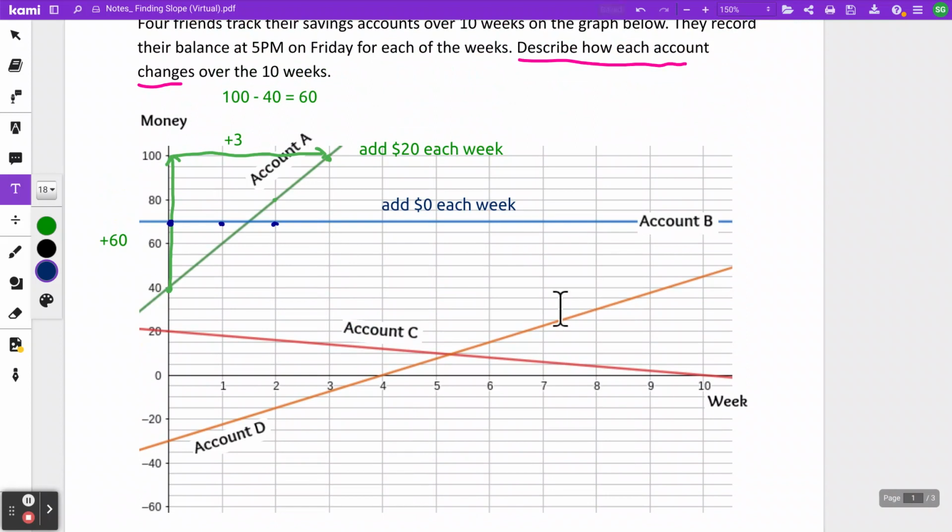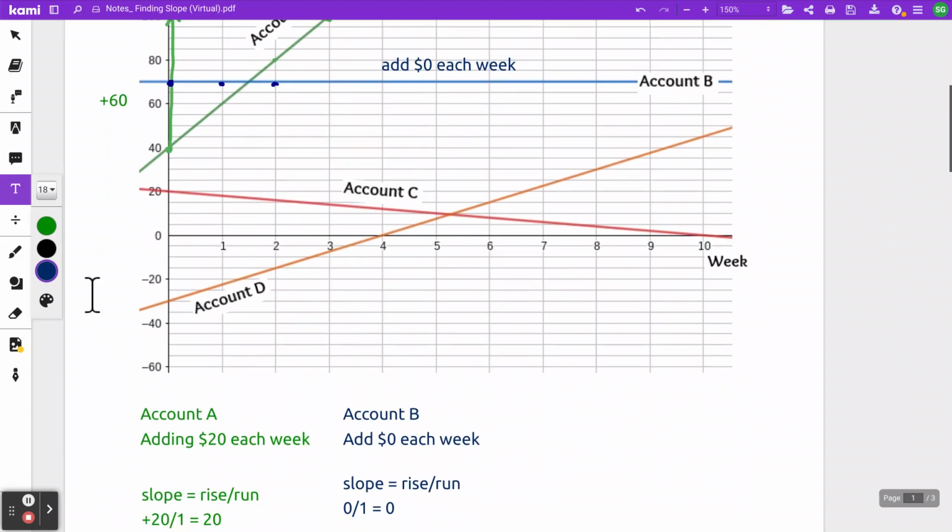The next one we're going to look at is account C. Again, pause the video if you need to for account C and see if you can describe how that account is changing and by how much.